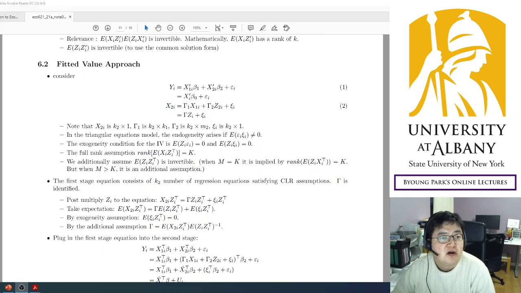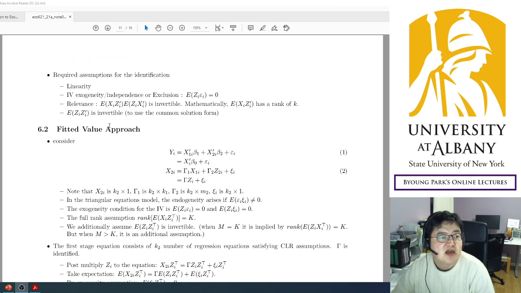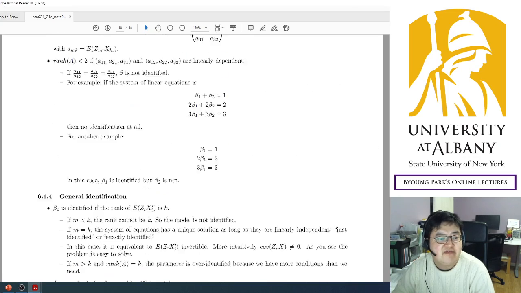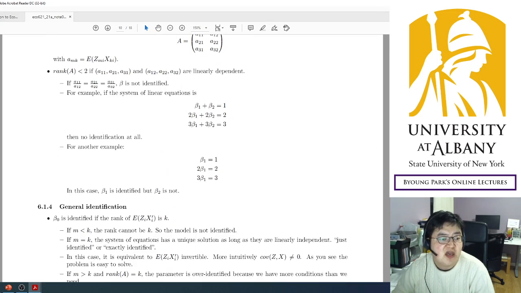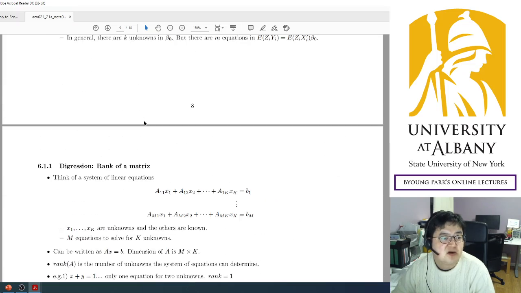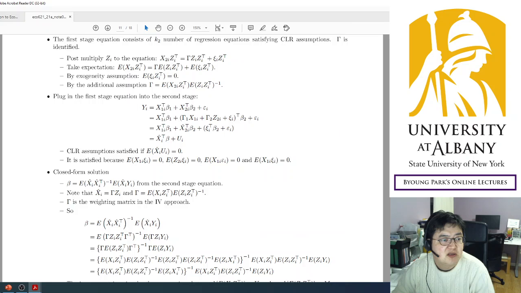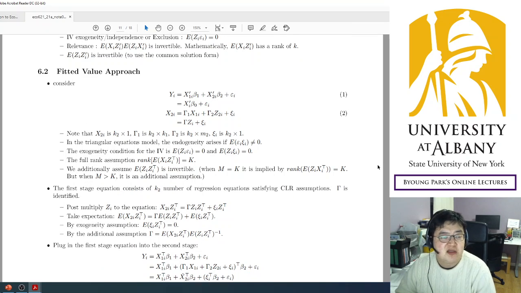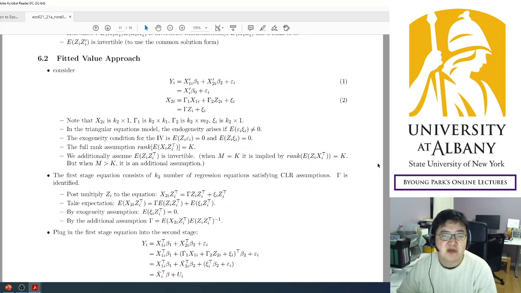Hello, I'm going to introduce you to the fitted value approach here. In the last lecture, last week, I explained how we can identify in the general case using the IV moment approach. Anyhow, it took quite a bit of time, but it was important. I explained the intuition behind the rank and how you find the solution.